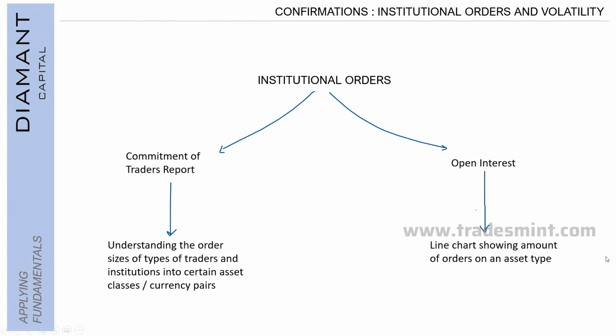Then when it comes to open interest, it's simply a line chart showing the amount of orders on an asset type. So again, if we take the euro example, it's going to be a line showing how many people were actually in trades at that moment.